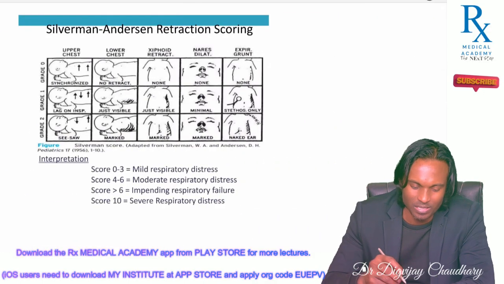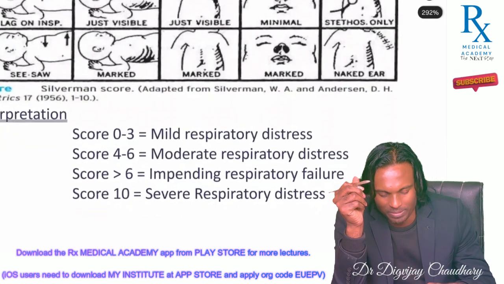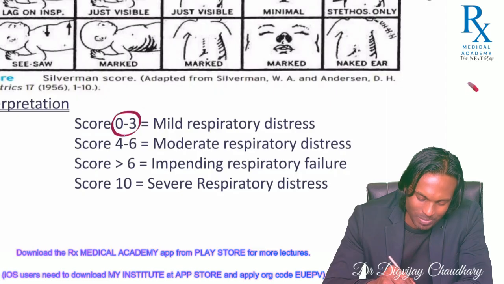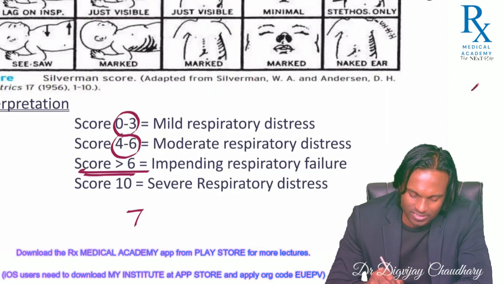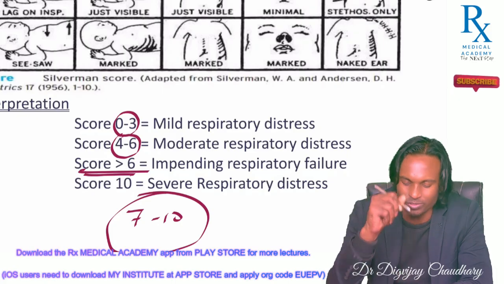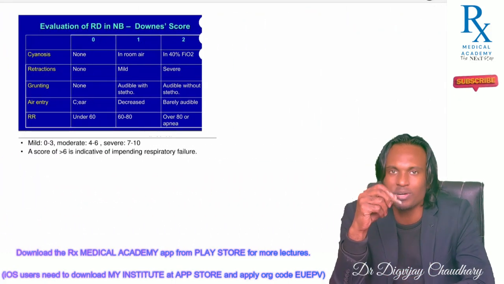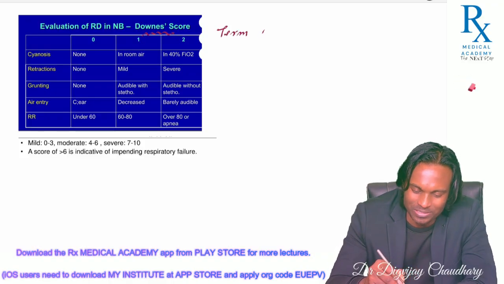Try to understand. Here you have Silverman Anderson scoring, and here you can appreciate mild, moderate, and severe. 0 to 3 is mild, and then 4 to 6 is moderate. Anything more than 6, that is 7 to 10, indicates severe respiratory distress. Now let's also talk about Downey's scoring, and this is applicable for term infants.